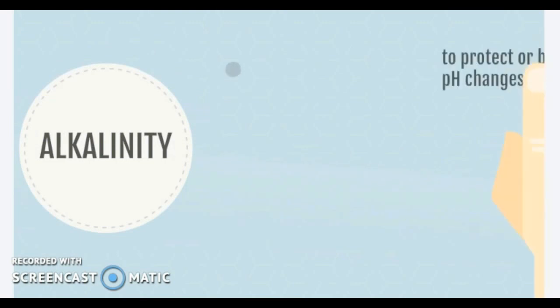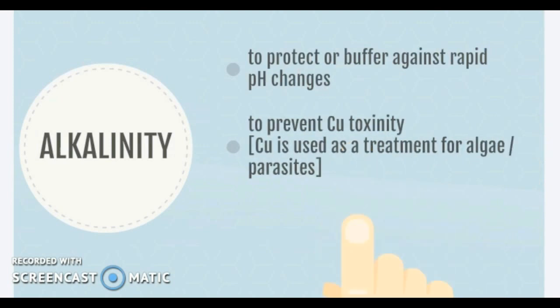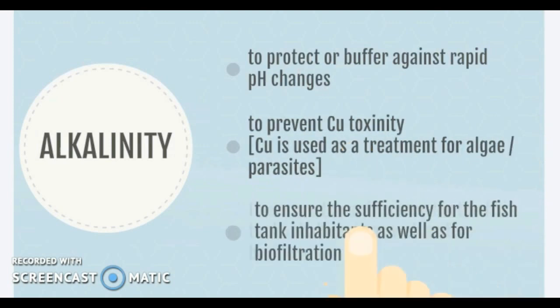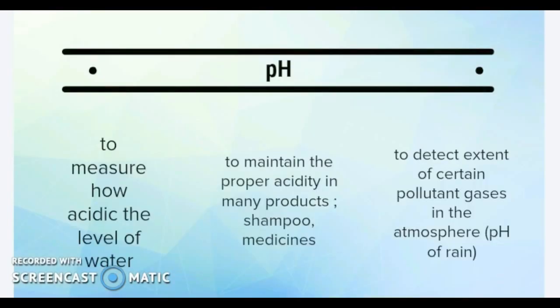Moving on to the importance of alkalinity, it is used to protect or buffer against rapid pH changes. It is also used to prevent copper toxicity, whereby copper is used as a treatment for algae or parasites. Next, it is to ensure sufficiency for fish tank inhabitants as well as for biofiltration.